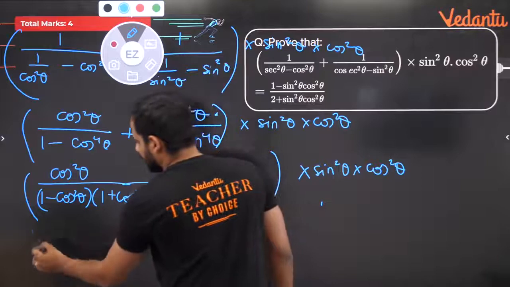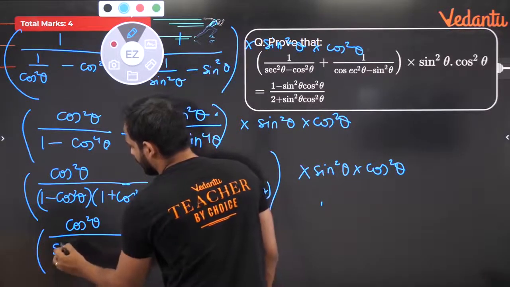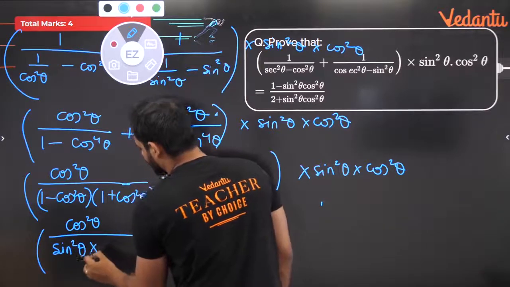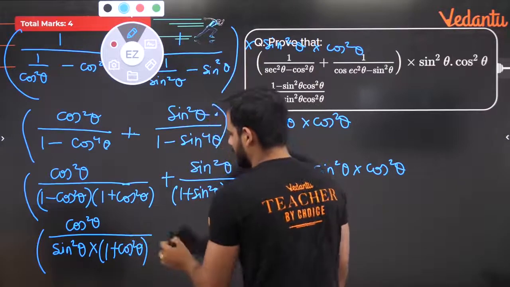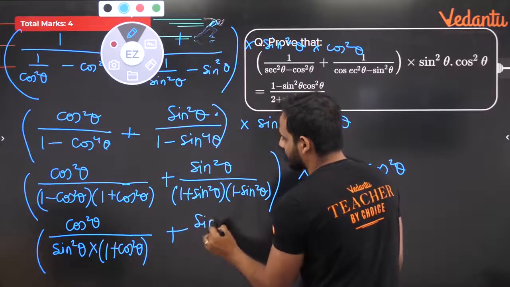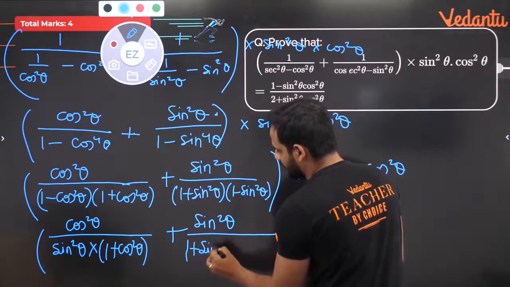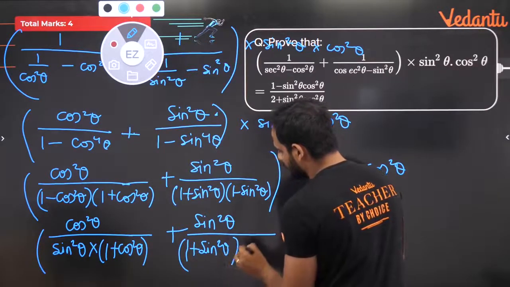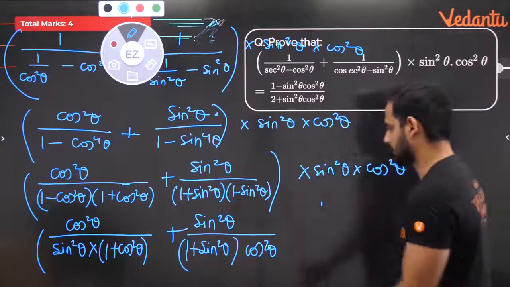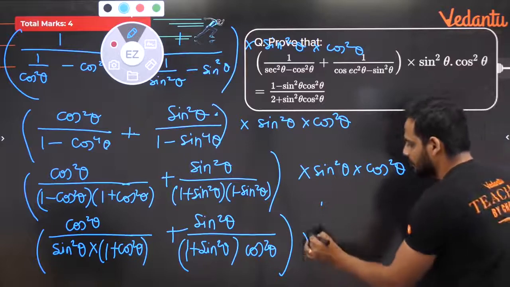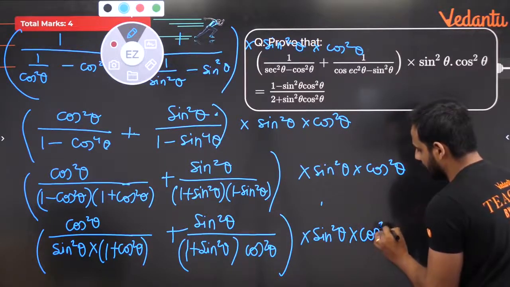So you will be getting cos square theta divided by sin square theta into 1 plus cos square theta, plus sin square theta upon 1 plus sin square theta as it is, into 1 minus sin square theta will become sin square cos square theta, into you have this part which is sin square theta into cos square theta.